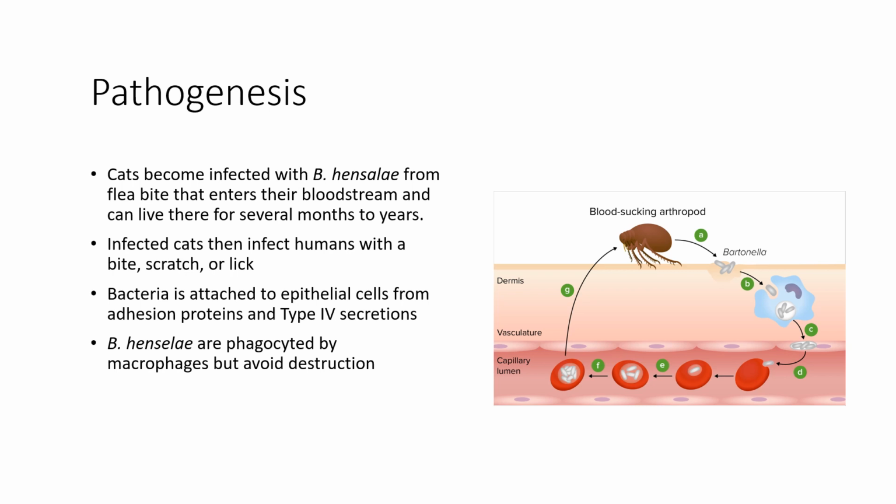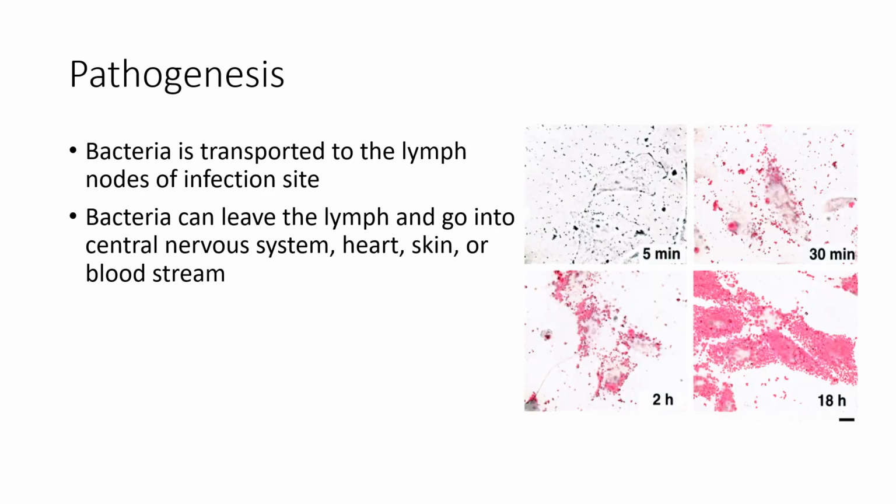The bacteria is attached to epithelial cells from adhesion proteins and the type 4 secretions. And B. henselae is phagocytized by macrophages, but it does avoid destruction due to all its virulence factors. And then the bacteria is then transported to the lymph nodes of the infection site. So if you get bit on your right arm, the lymph node closest on that limb to the infection site will be affected.